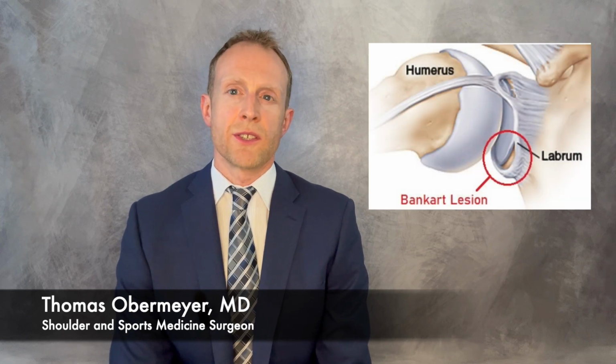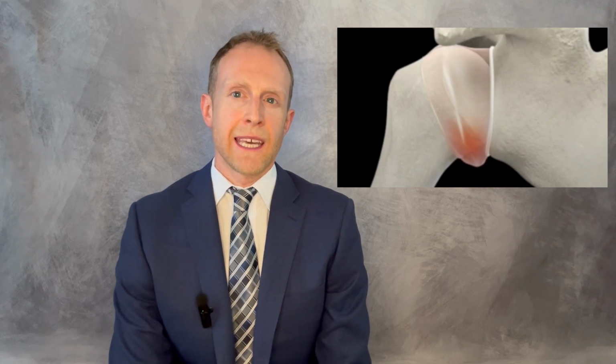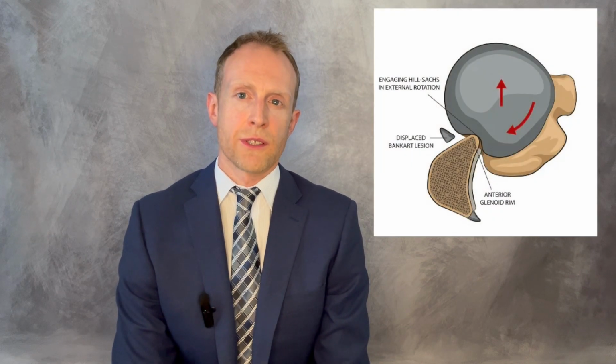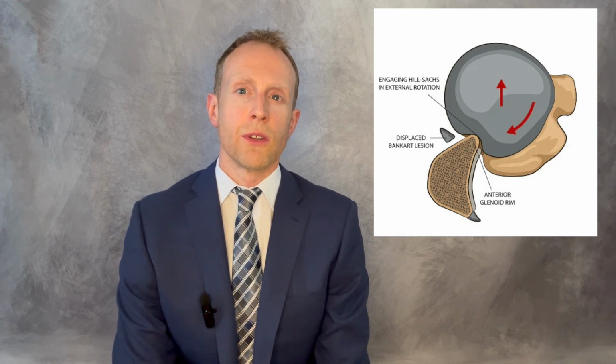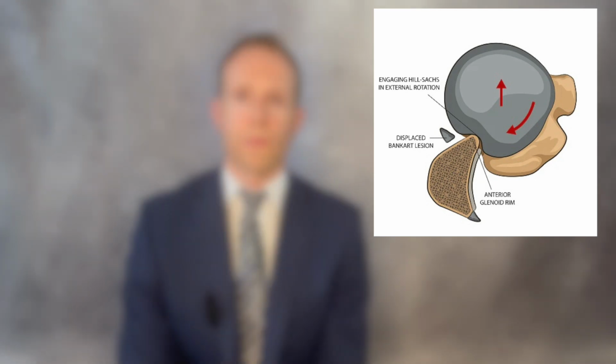Bankart and Sachs lesions are a result generally of a traumatic injury where the shoulder dislocates, or the ball is forcefully moved from the front of the socket and injures the tissue called the labrum, as well as can occur as a result of an injury to the ball known as a Hill-Sachs lesion. This spectrum of abnormality can lead to what we call recurrence, where the shoulder is unstable as a result of the injury to the socket as well as to the ball of the shoulder.